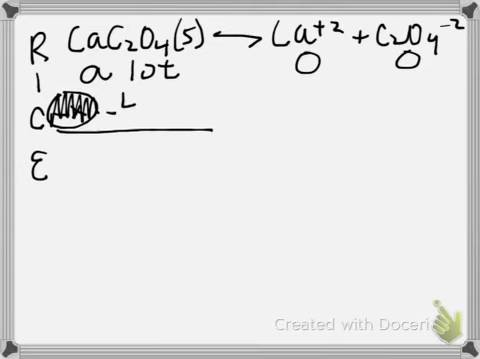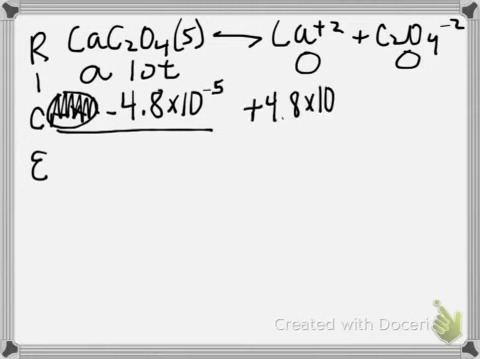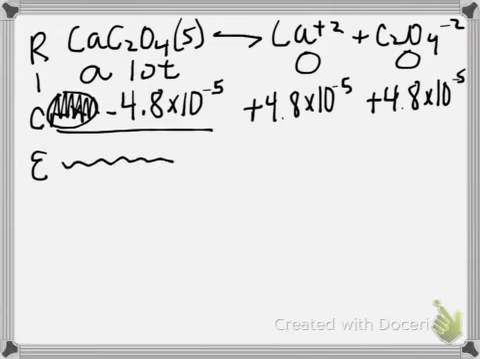So it's minus 4.8 times 10 to the negative fifth. So this is going to be plus 4.8 times 10 to the negative fifth and plus 4.8 times 10 to the negative fifth. This value isn't going to matter because it's a solid. It's not going to go into the KSP expression. And these are both 4.8 times 10 to the negative fifth because, again, nothing weird is going on. So we're ready to solve this.